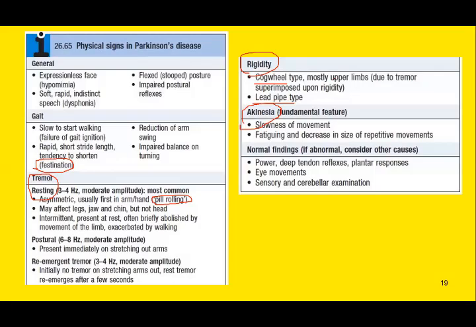So these are the three important signs of Parkinson's disease: rigidity, akinesia, and tremors. Collectively, we call these hallmark features the triad of Parkinsonism. These three signs are the triad of Parkinson's disease. I repeat: rigidity, akinesia, and tremor. So when you are going to write down the signs of Parkinson's disease, please do not forget to write these three.